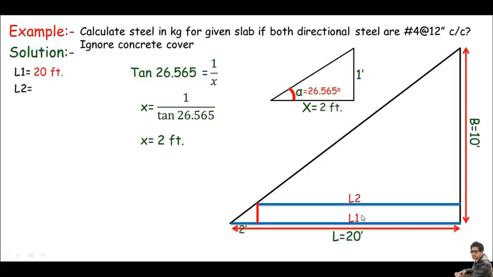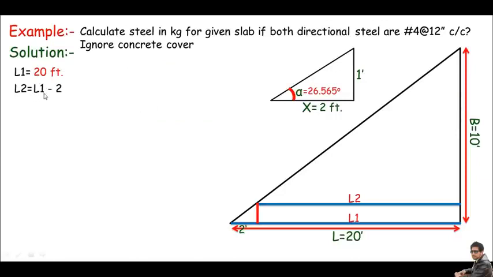Now what if I subtract this 2 from L1? Then I can get, of course, L2, right? And this is quite simple. So L2 is just L1 negative this small thing, which is 2. So you can get L2 is 20 negative 2, which is 18 feet, right? So the length of bar 2 is just 18 feet.